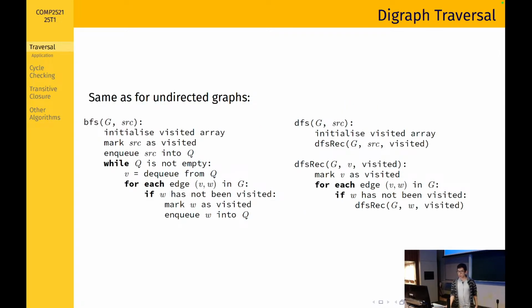Okay, so first of all, let's talk a little bit about digraph traversal and how that compares to traversal on undirected graphs. Okay, so it turns out that traversing directed graphs pretty much involves the same process as undirected graphs. So the same process, the same code. Okay, so these are pieces of pseudocode that you would have seen in last week's lecture when we covered BFS and DFS.